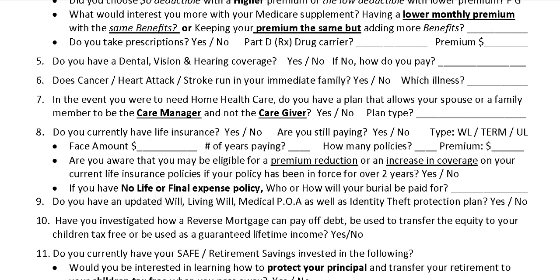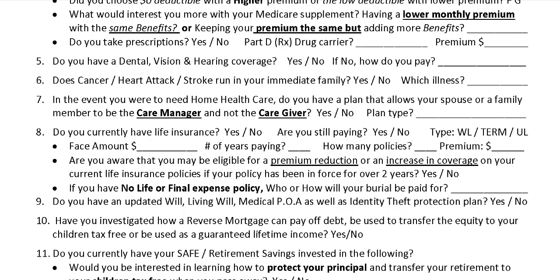Number 9, do you have an updated will, living will, medical power of attorney, as well as identity theft protection plans? Identity theft is on the rise, and when we're talking about the senior marketplace, a lot of seniors will have a will, but they haven't taken the steps to get a living will and medical power of attorney. So that's another problem that we have a solution to.